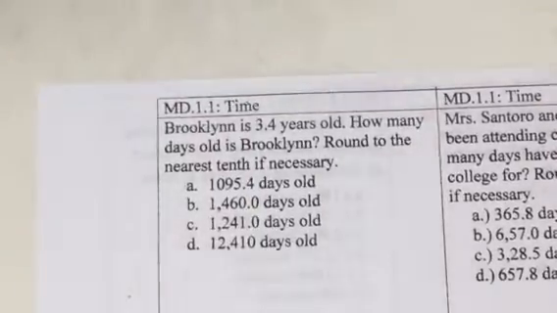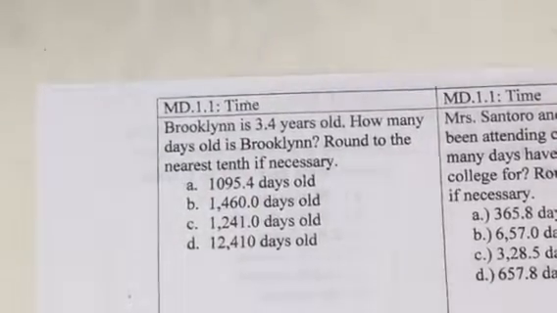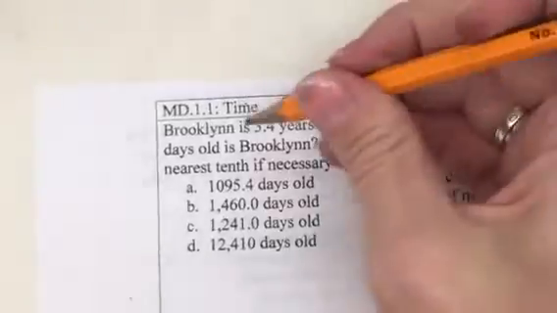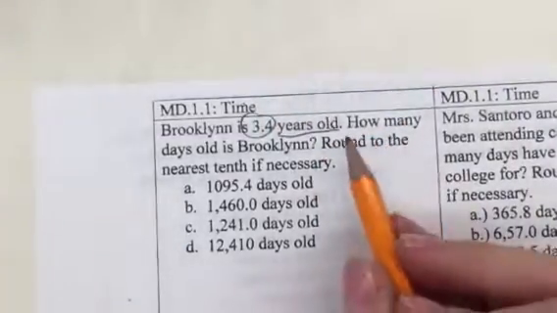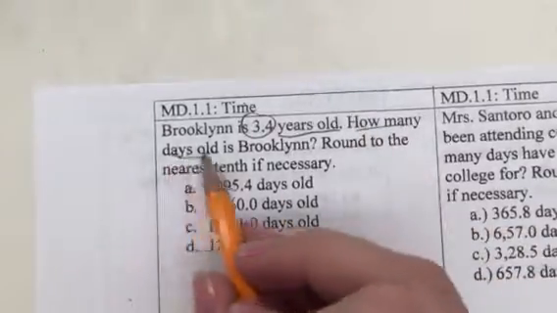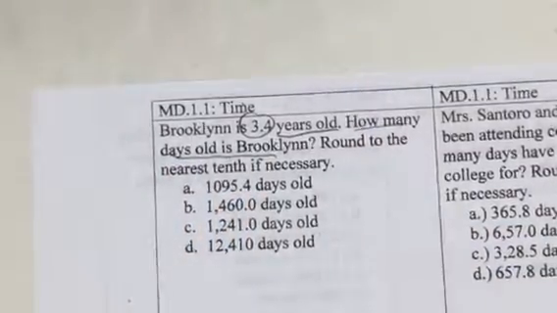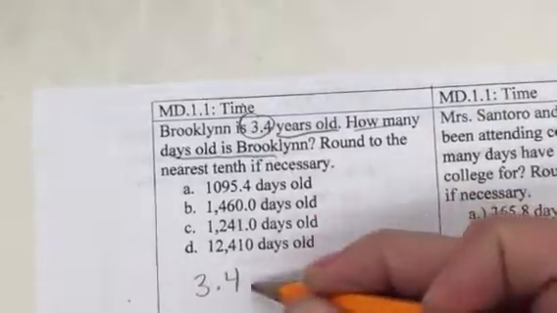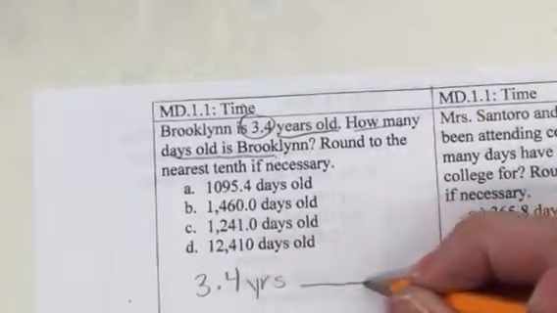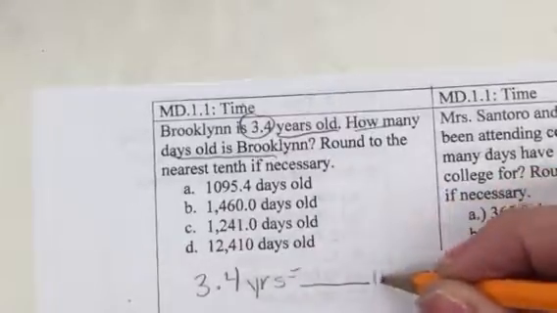Okay, we're going to now run through two different conversions using our units of time. So let's look at our first one. Brooklyn is 3 4/10 years old, and I want to know how many days old is Brooklyn. Round to the nearest tenth if necessary. So I know that she's 3.4 years old, 3 4/10, and I want to take that and turn it into how many days old is she.